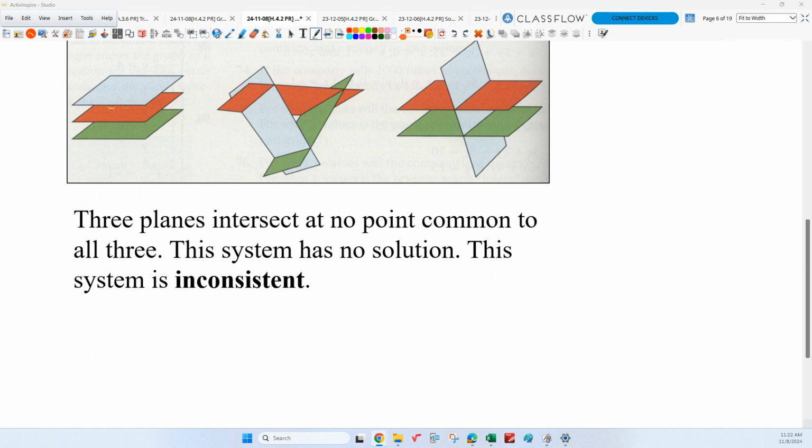Could have 3 parallel planes. We could have 2 parallel planes and another plane that cuts through each of them separately. Or we could have 3 planes that never all intersect at the same place. In this case, they just form like a triangular tube you could look down, right? Okay, give me thumbs on that. Does that all make sense?